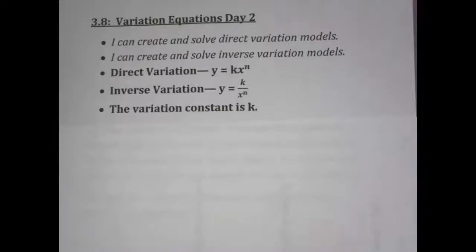This is part 2 of variation equations. We're going to be using the same equations we used in part 1: direct variation, y equals k times x to the n, and inverse variation, y equals k divided by x to the n. And k in both of those equations is what we call the variation constant.